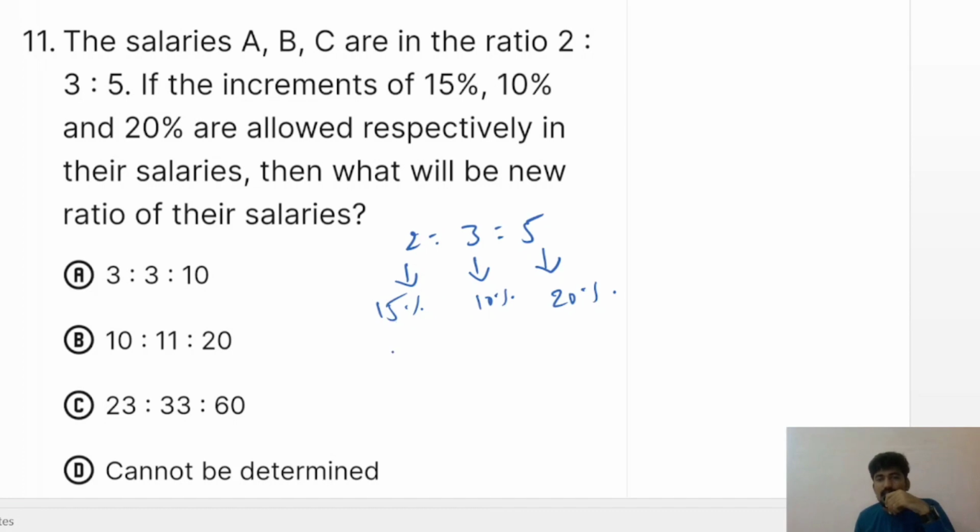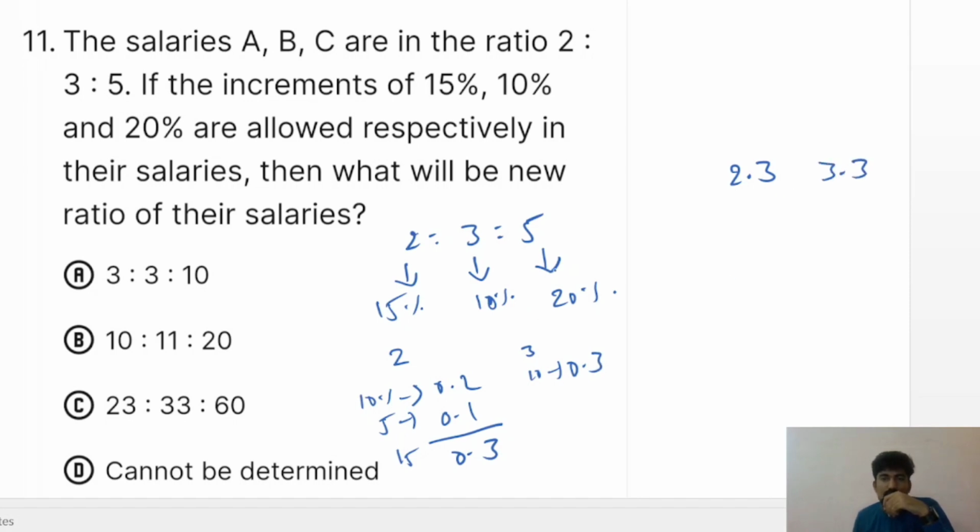15% means, 10% of 2 is 0.2, 5% is 0.1, so in total 15% is 0.3. So 2 plus 0.3 is 2.3. 10% of 3 is 0.3, 3 plus 0.3 is 3.3. 5 is increased by 20%. 10% is 0.5, so 20% is 1, and 5 plus 1 is 6.